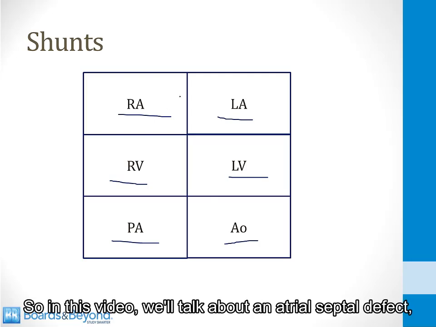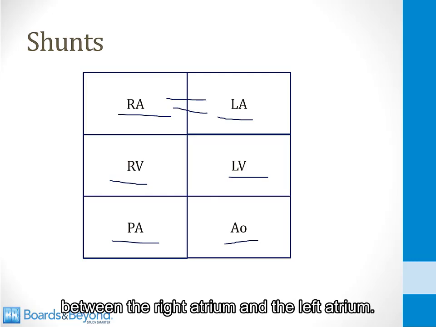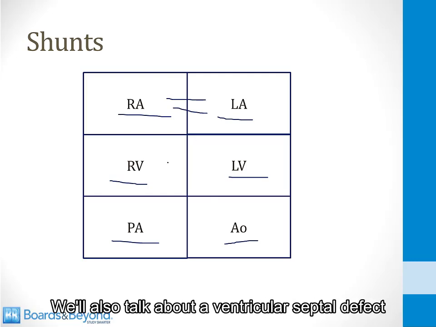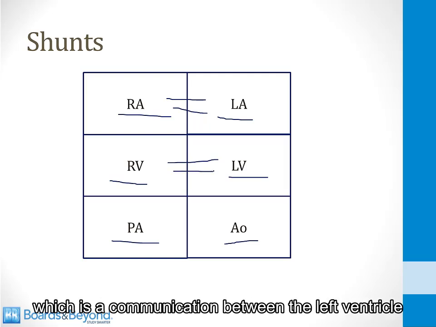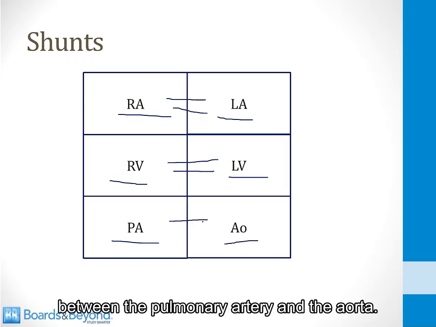So in this video we'll talk about an atrial septal defect. That is a communication between the right atrium and the left atrium. We'll also talk about a ventricular septal defect, which is a communication between the left ventricle and the right ventricle. And finally, we'll talk about a patent ductus arteriosus, which is a communication between the pulmonary artery and the aorta.